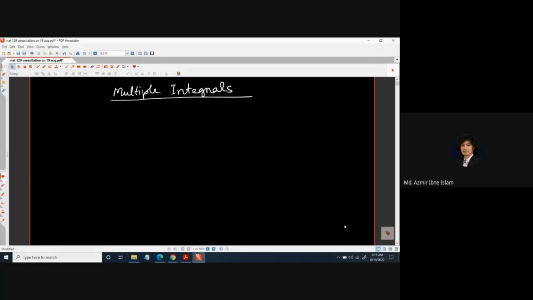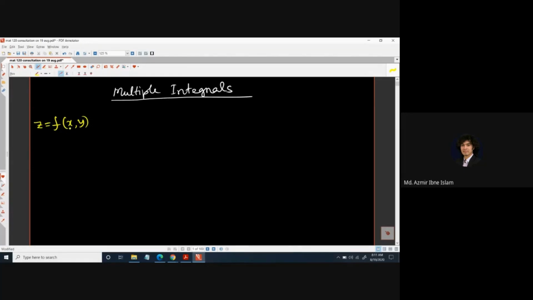We are going to start multiple integrals. So we will extend our idea of definite integral to functions of 2 or 3 variables. Functions of 2 variables means f of x comma y, that is equal to, let's say, z.